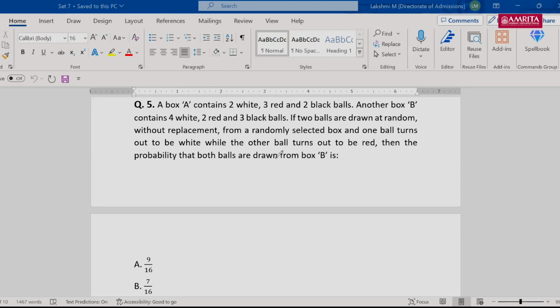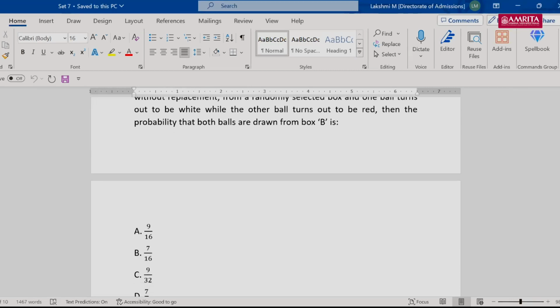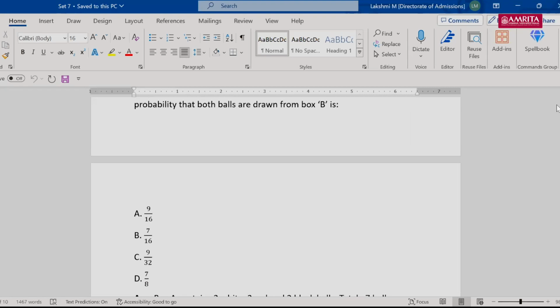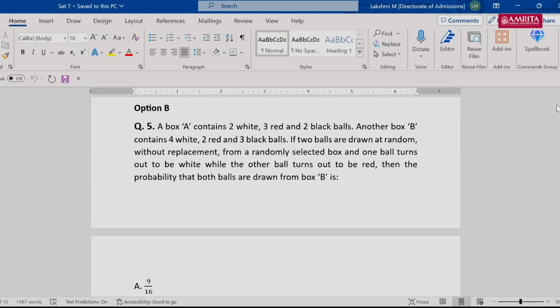2 balls are drawn at random, without replacement, from a randomly selected box. One ball is white while the other is red. Then what is the probability that both the balls are drawn from box B? I'll show the options also: 9 by 16, 7 by 16, 9 by 32, 7 by 8. I'll show the question again for you to understand it.